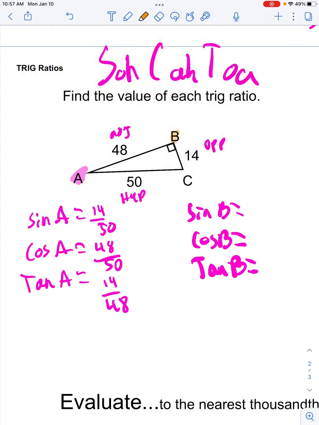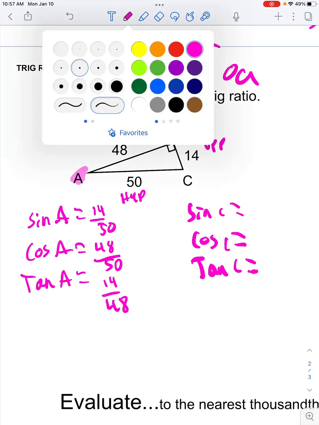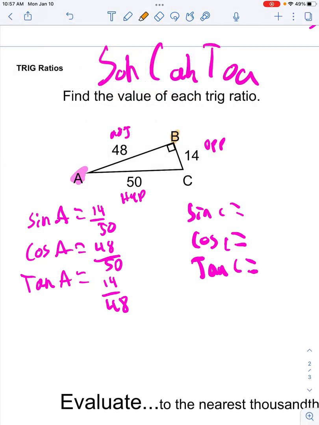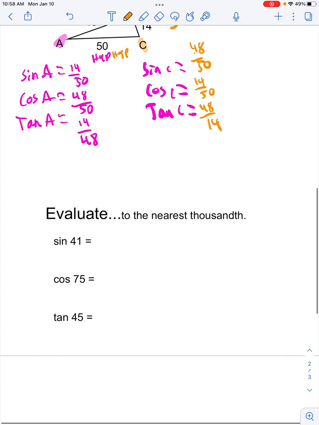For sine, focusing from, it's not going to be B. Mr. Larson goofed up. It's going to be from angle C, because again, we don't want to choose the right angle. So from here, if we label, our hypotenuse stays the same, this becomes adjacent, and this becomes opposite. So sine is opposite over hypotenuse, 48 over 50. Cosine is adjacent over hypotenuse, and opposite over adjacent is 48 over 14.